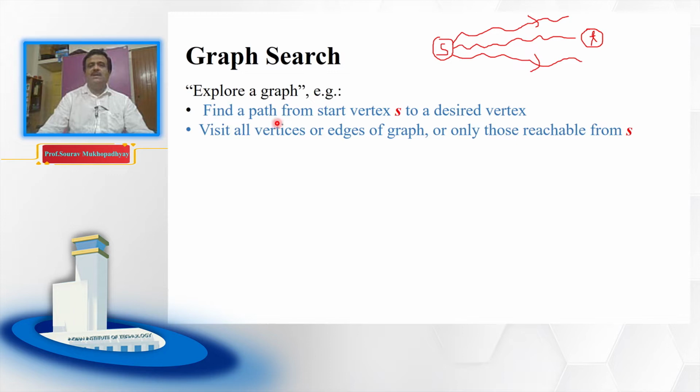Basically, they explore a graph, that is, find a path from a vertex S to a vertex T, or we want to see whether from a vertex S we can reach another given vertex. That is also exploring. Or we want to visit all the vertices which are reachable from S. So, basically we are exploring the graph. That is called graph search.